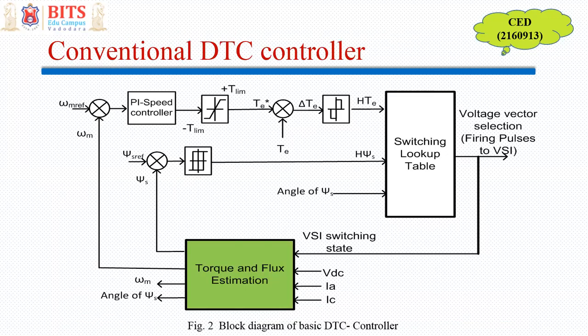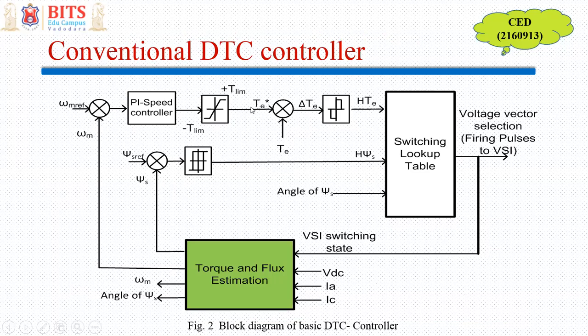Now look at the operation of direct torque control. So what do you do over here? I have a speed reference. I measure the actual speed and give it over here. Depending on the speed controller, I have a control signal, and that is processed by a limiter block. So over here, I produce the required torque.